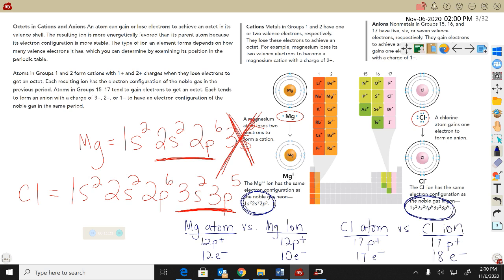And so we're not changing the number of protons or neutrons. The charge comes about by changing the number of electrons, and then I look at the balance between the protons and electrons to get the overall charge on the ion.